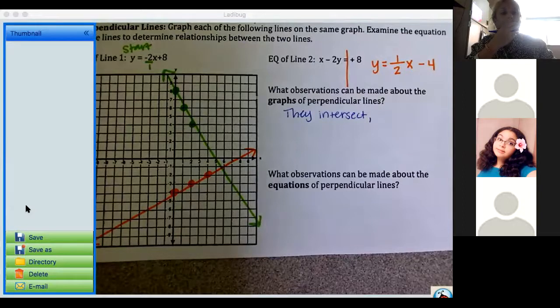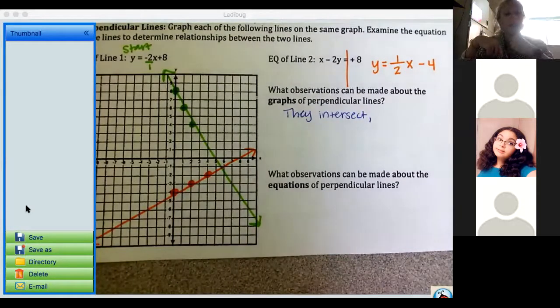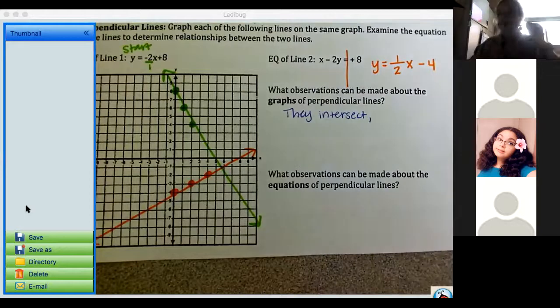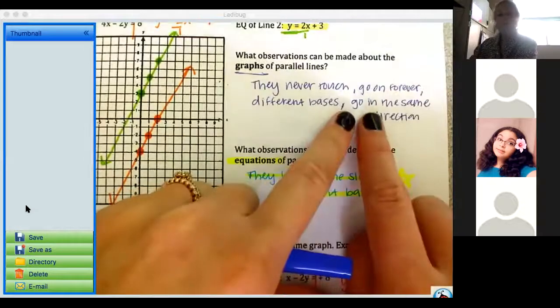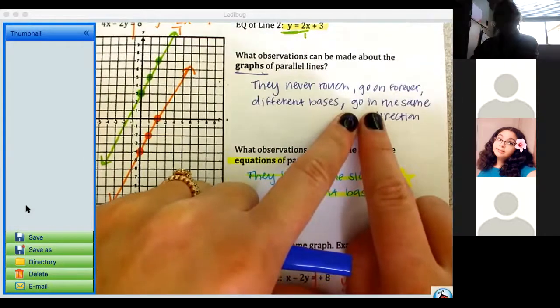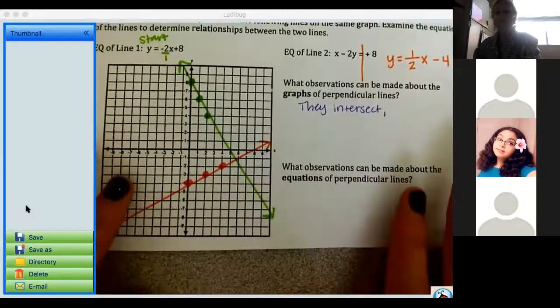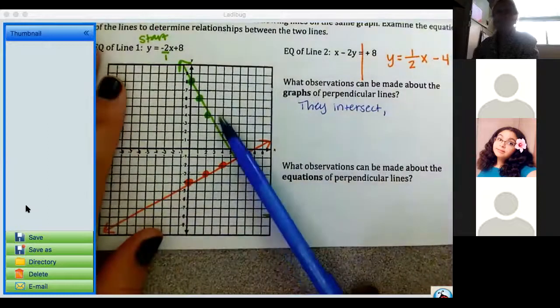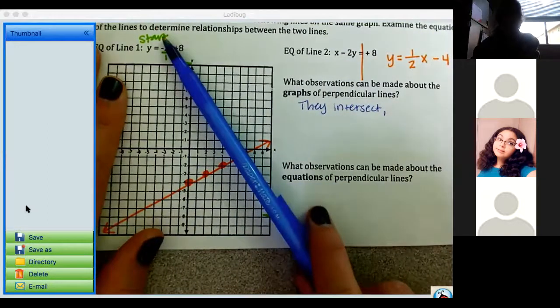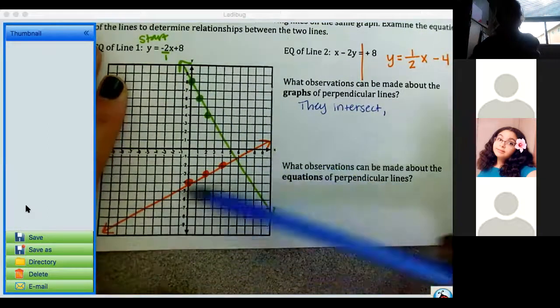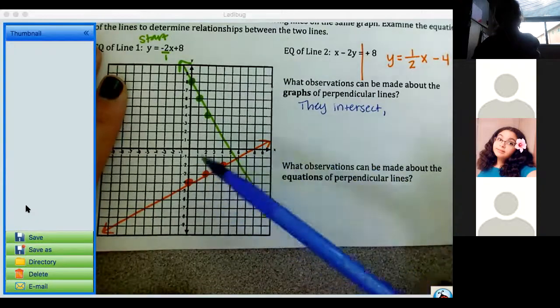They're in different quadrants. Okay, yes, so they do go in different quadrants. That's good. That won't always happen, so I'm not going to write that down, but that is a good observation for this one. There's one big one. Up here, what'd you say? Yes, extra credit. Good job. Up here, we said they go in the same direction. The green is going to the top left. The orange is going to the right.